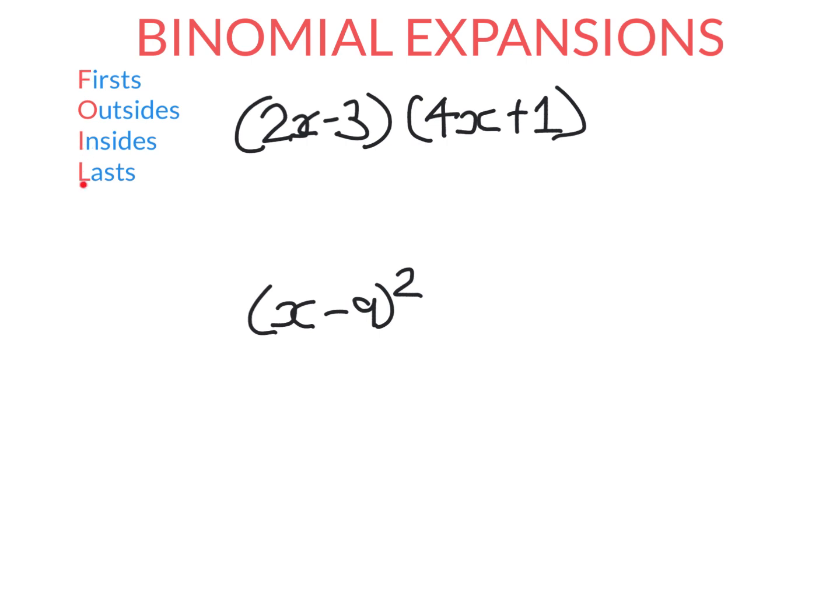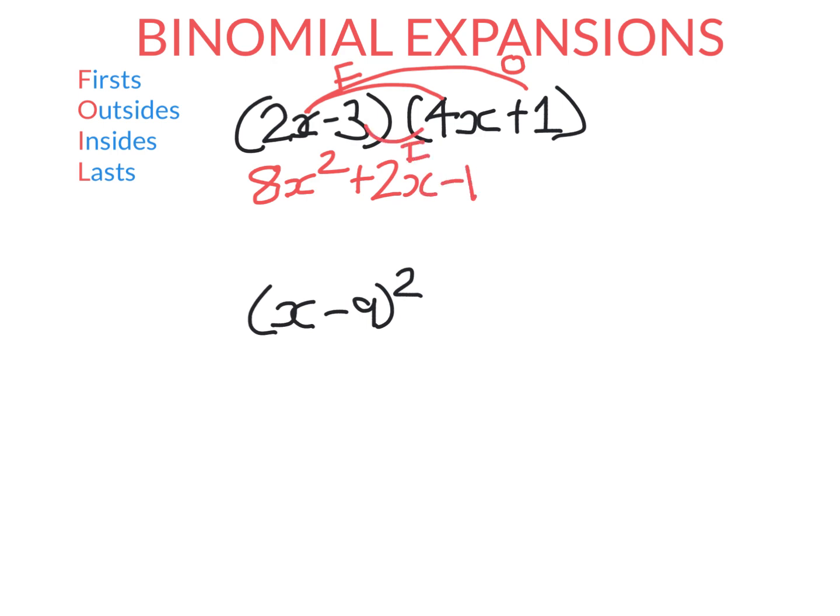So this acronym FOIL allows you to keep track of what you're multiplying by what. So we start off with F. We multiply the things that occur first in each bracket. So 2x times 4x is 8x squared. Then O is outside, the thing on the outside of each bracket, 2x times 1. Then I, insides, is -3 times 4x, which is -12x, and finally we have last, the thing that occurs last in each bracket. In this case, -3 times 1.